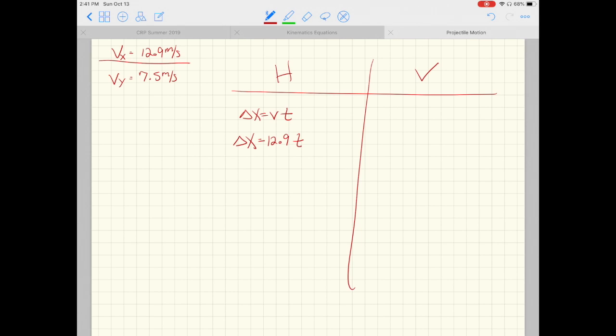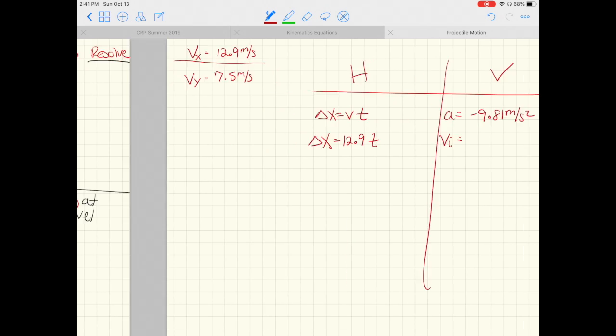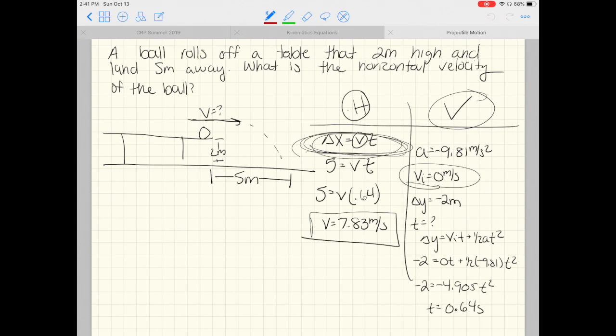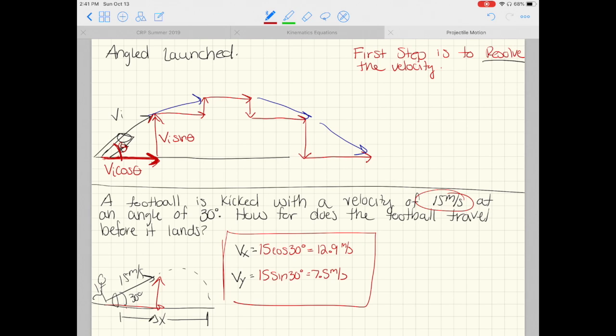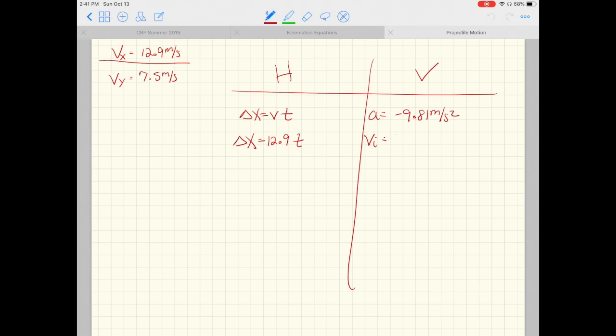But I can't find delta x because I don't know the time. So let's see what we know vertically to see if we can find the time. Now I know the acceleration is negative 9.81. We're in free fall. I know my initial vertical velocity. Now before with horizontal launches, my initial vertical velocity was 0 because it was moving straight. But again, here we're moving up as well, with a velocity of 7.5, our vertical component. So my initial vertical velocity is 7.5.